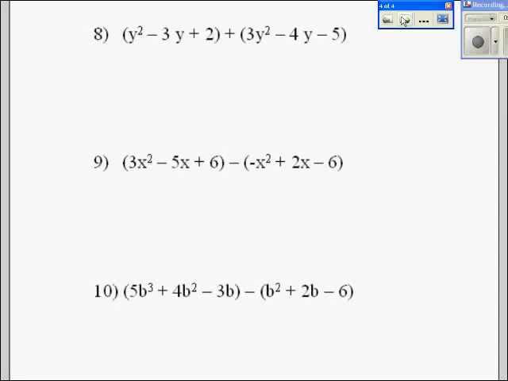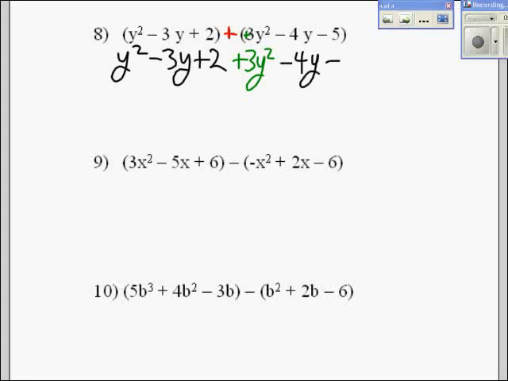Last one, we're adding and subtracting polynomials. Remember, we're always going to write a second line, so this is going to be y squared minus 3y plus 2. The first set of numbers always stays the same. This positive tells us that our next set of numbers is going to stay the same. So this is a plus 3y. We're going to write plus 3y squared. Sorry, plus 3y squared. Next we have minus 4, so we're going to write minus 4y's. And last we have minus 5.